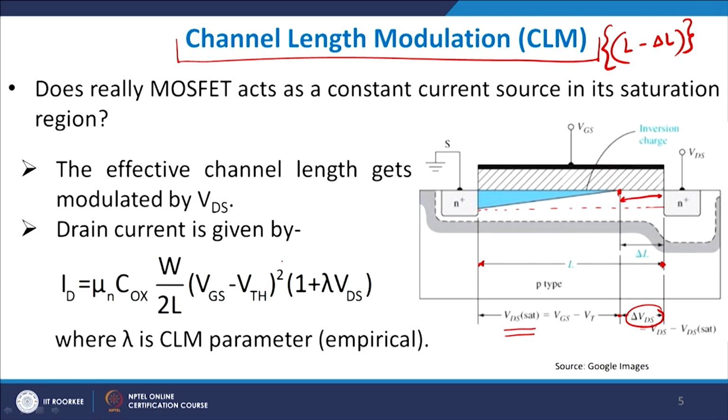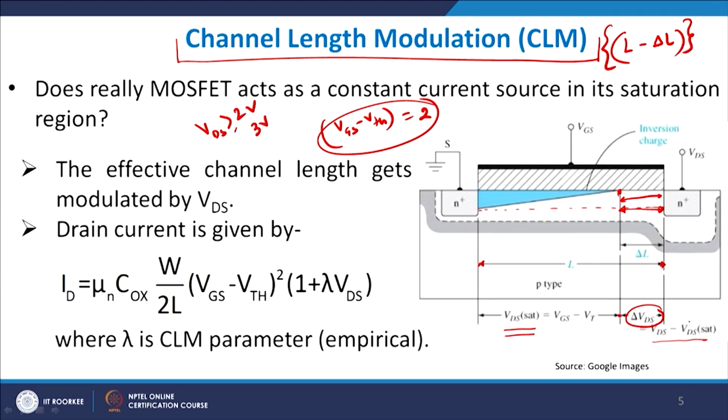For example, let us suppose VGS minus VTH required to form the channel is 2 volts. So, I require my VDS to be greater than 2 volts for saturation, fine, that is okay. But if I give 3 volts VDS, then out of the 3 volts, 2 volts actually goes to form this channel, and the remaining 1 volt appears across this particular region. That is known as delta VDS, which is given by VDS minus VDS sat.